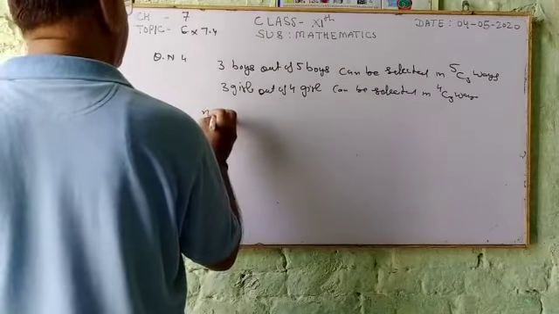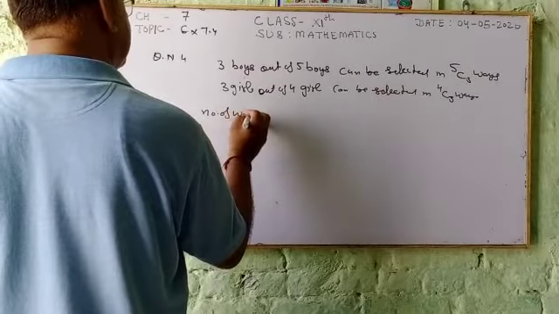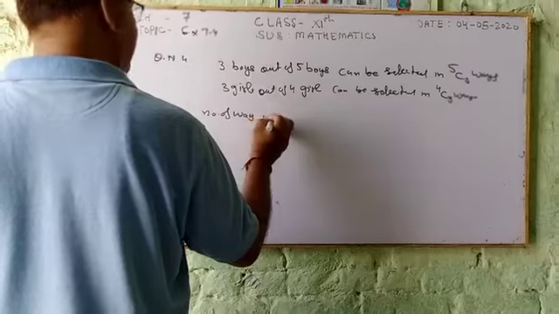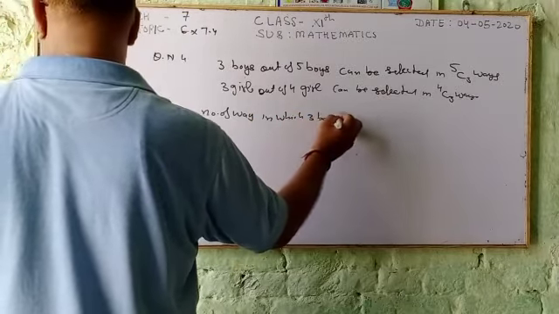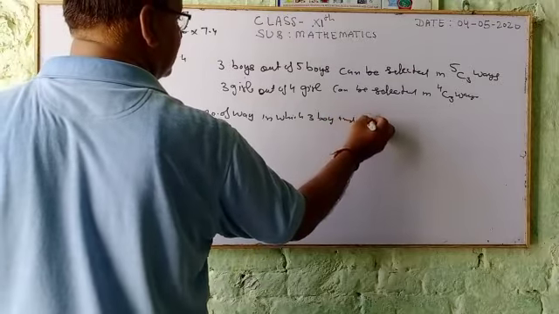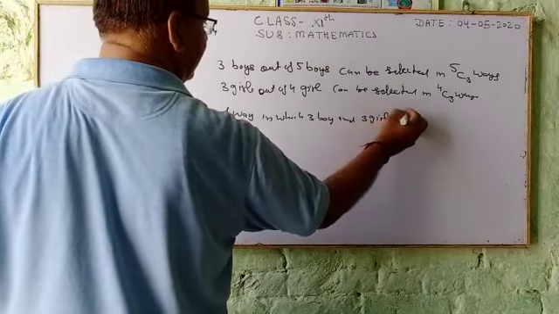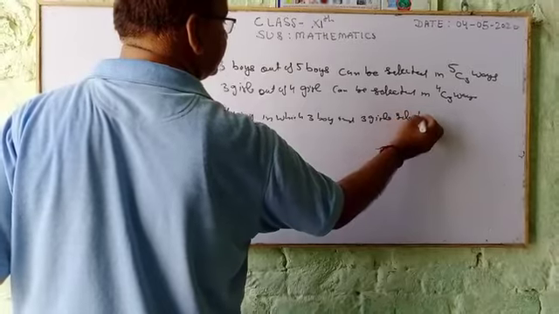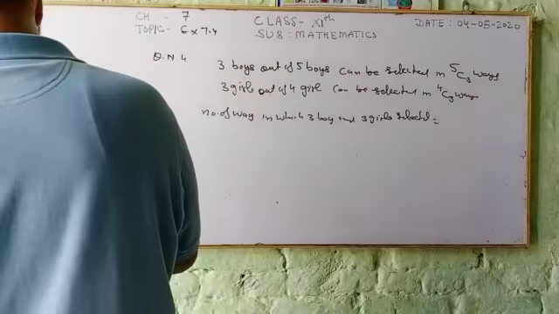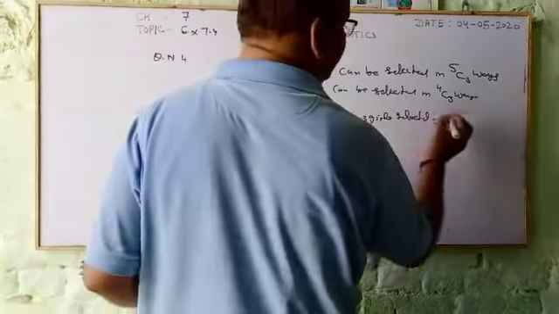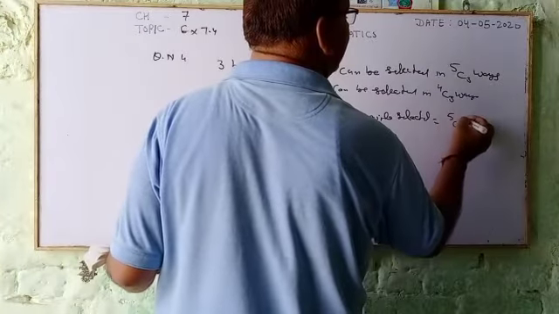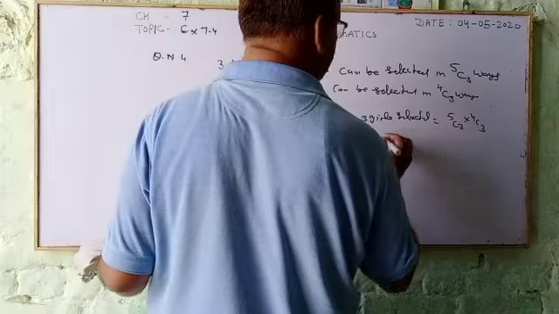Number of ways in which 3 boys and 3 girls are selected is equal to, we get the multiplication 5C3 into 4C3.